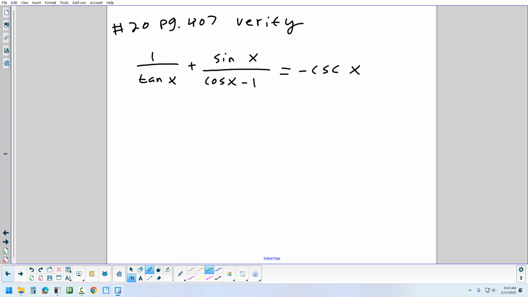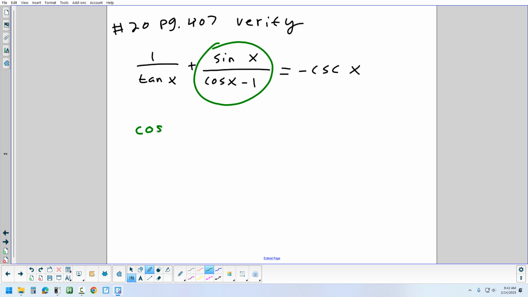Simplify 1 over tangent of x to cotangent of x. Okay, we could simplify it to cotangent. But remember, we do have to combine it with this one somehow. So the one on the right has sines and cosines. So it might be a good idea to make the one on the left also have sines and cosines. And I think that might help us. The one on the left, which is equivalent to cotangent, is also equal to cosine over sine.